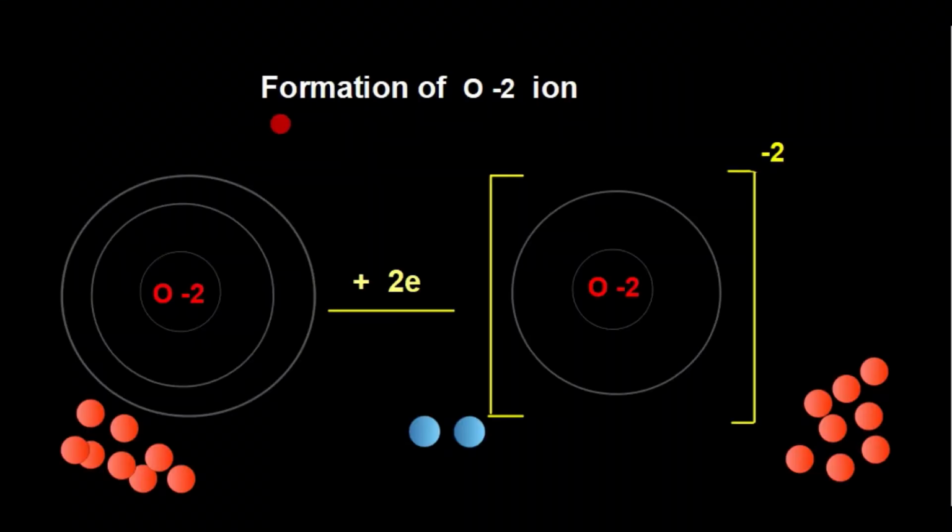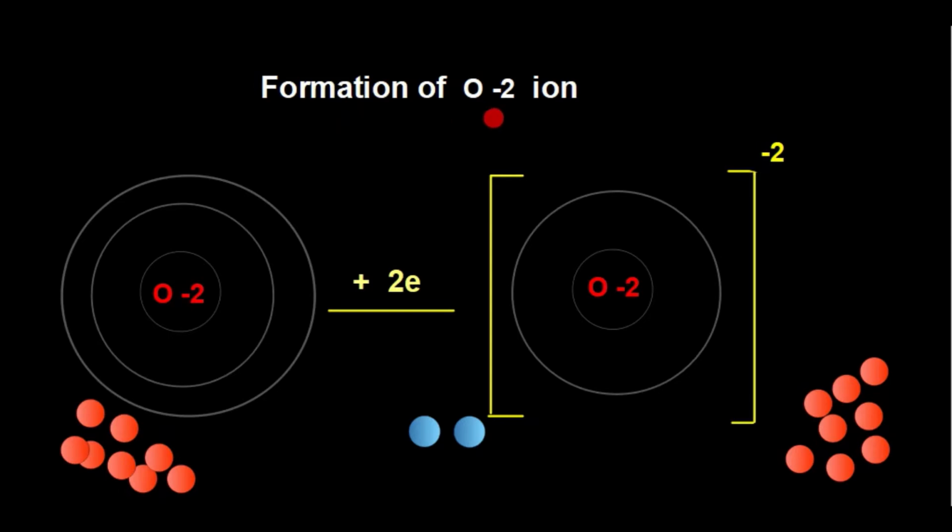Now we will discuss the formation of anions. We know what anions are. Anions are negatively charged particles or negatively charged species. Anions are formed when an atom gains one or more electrons in a chemical reaction. We will understand the formation of anions by taking the example of the formation of the oxide ion.